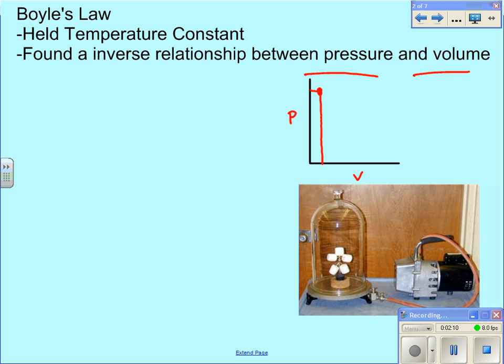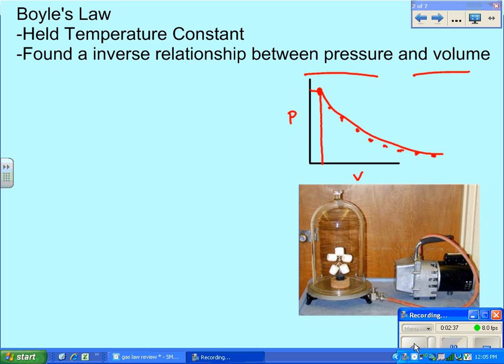And then what happens over time, we start to pull out the air, so the pressure drops, but the volume of the marshmallows gets larger and larger and larger. This is the result of what Boyle would have found in that case. He finds an inverse relationship. As one gets larger, the other gets smaller. So in this case, as the volume gets larger, the pressure on the marshmallow gets smaller.